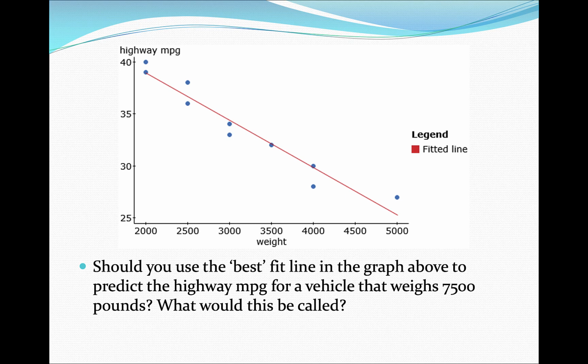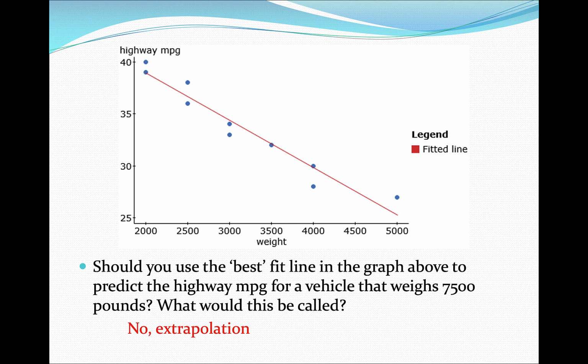So the answer to that is no. This is called extrapolation. So notice if you look at your x-axis, the x-axis only goes from 2,000 to 5,000. So 7,500 is not within that interval. It only goes from 2,000 to 5,000, which means we only know that this pattern holds between 2,000 and 5,000. We do not know what happens outside of that interval. So this pattern could likely change outside of that interval.